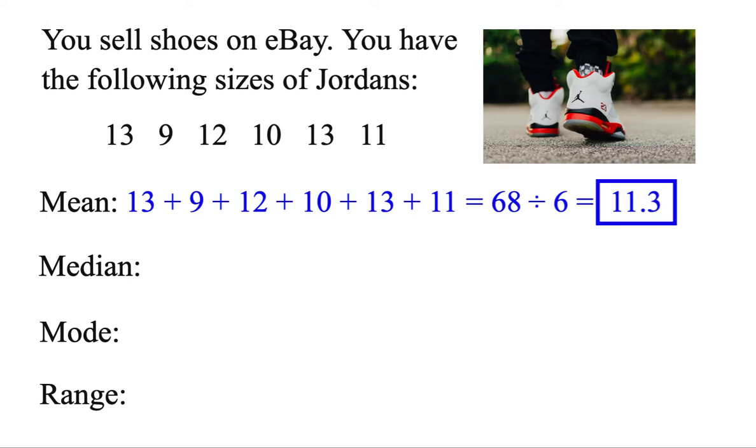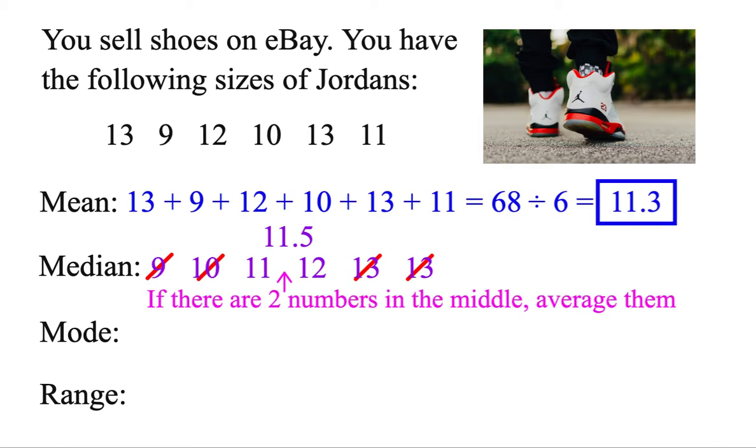The median, line them up smallest to biggest, and this is where you get to decide if you want to be Deadpool or Leonardo the Turtle, because we're going to use our katanas and we're going to slash some numbers here. Slash the smallest, the biggest, the next smallest, the next biggest, and then find the one that's in the middle. Between 11 and 12, 11.5. So that is our median. You can also find it if there's 2 numbers in the middle by averaging them. 11 plus 12, 23 divided by 2. That also gives you 11.5.